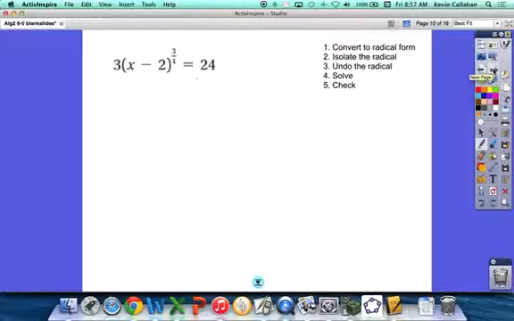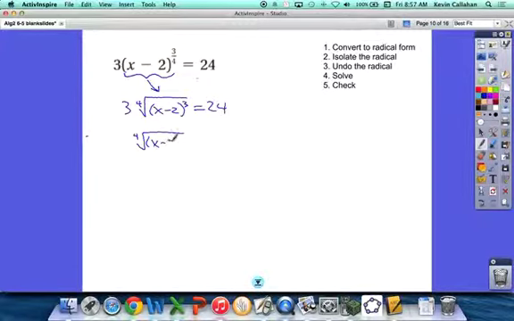Okay, let's do another one. Convert this one. This one will be a little bit different anyways. Convert this thing right here to a radical. What's the index of the radical? The 4th root, cubed, right? So that's just this part right there. You still got the 3, and you still got the 24. And then what? Divide by 3. The 4th root of x minus 2 to the 3rd equals 8.